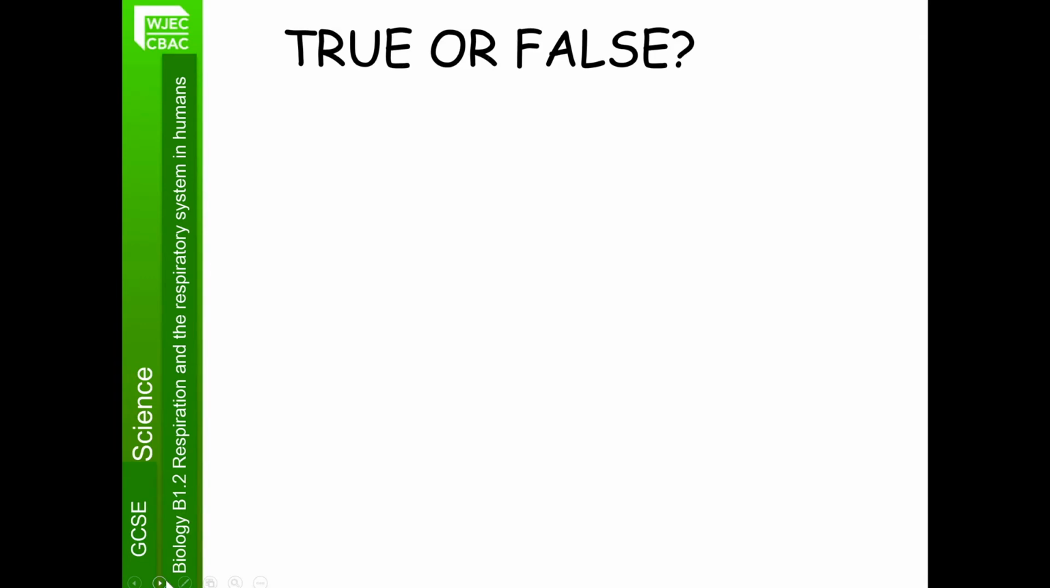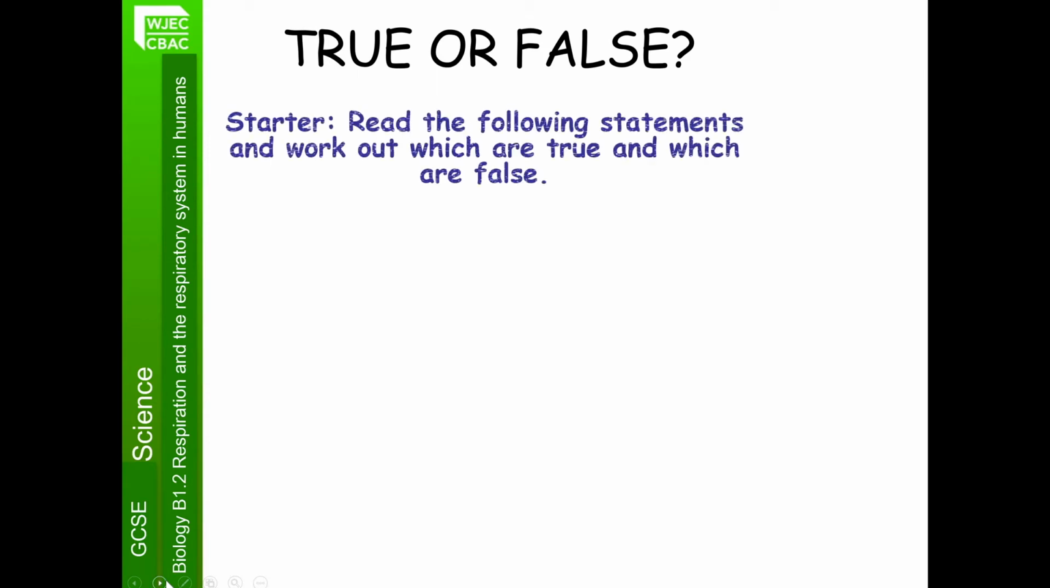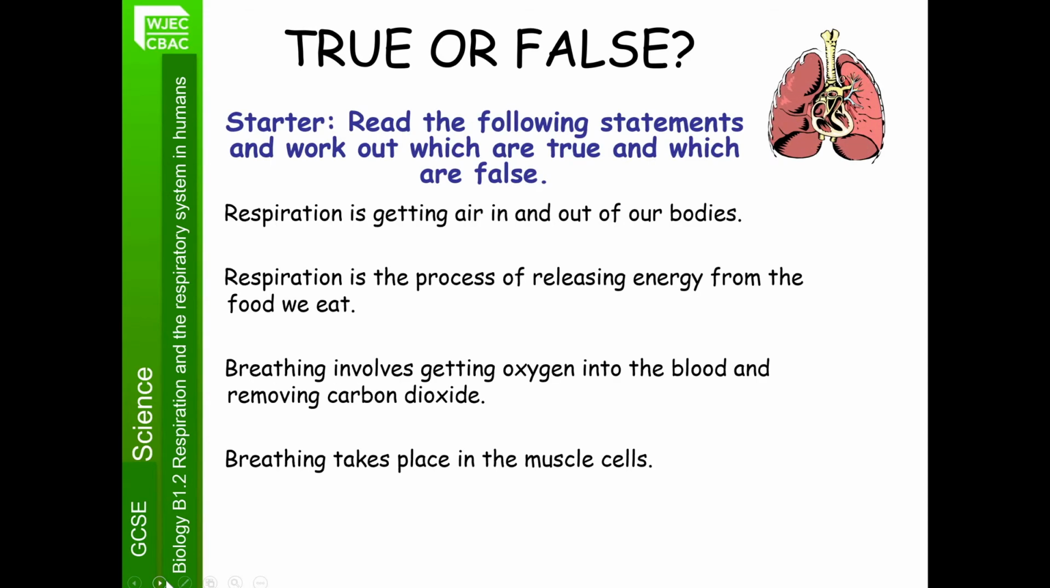So a little starter activity here. As you're going through this video, you can pause it and decide whether these statements are true or false, and then we will go over them. So respiration is getting air in and out of our bodies. Is that true or false? Respiration is the process of releasing energy from the food we eat. True or false? Breathing involves getting oxygen into the blood and removing carbon dioxide. True or false? And breathing takes place in the muscle cells.